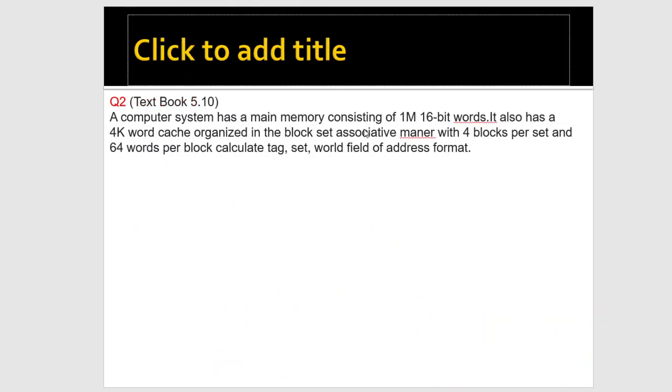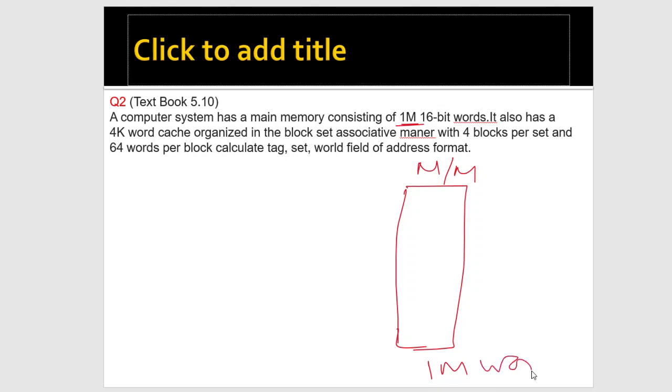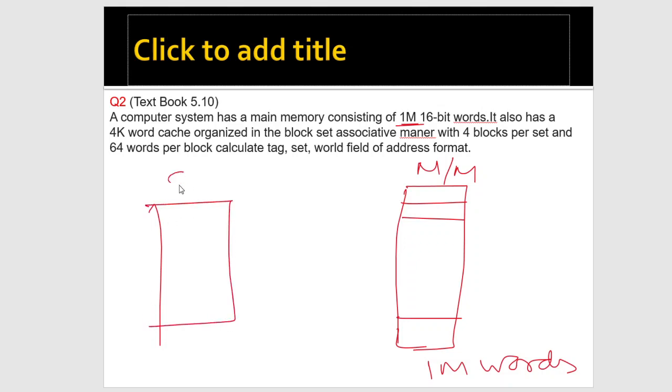A computer system has a main memory of 1 million 16-bit words. So I have drawn the figure for main memory. This is the main memory. How many words? 1 million words. It has a 4K cache. So the cache size is 4K. This is my cache memory, 4K words.